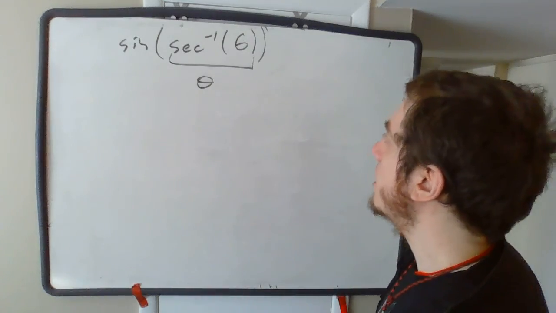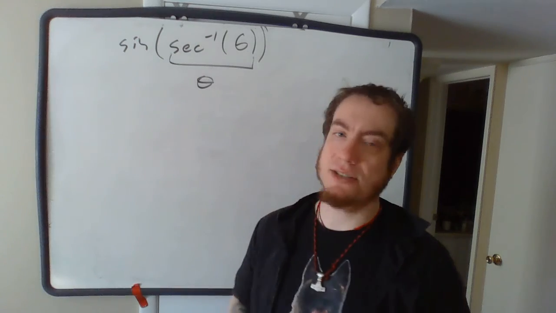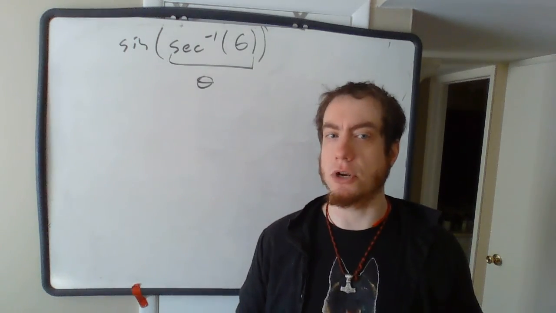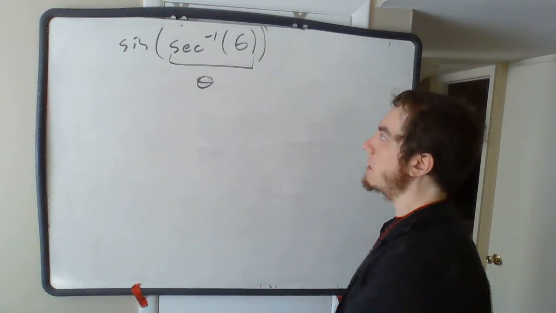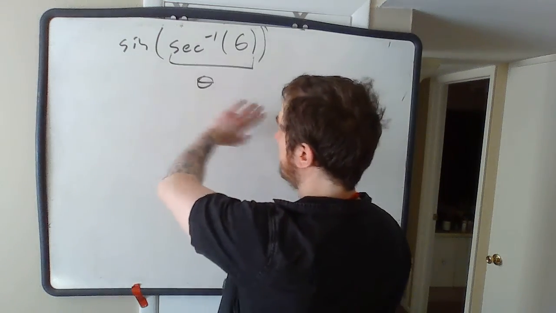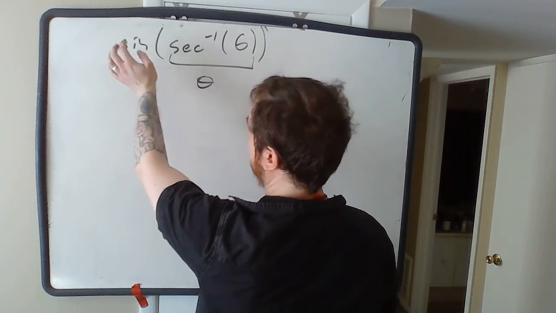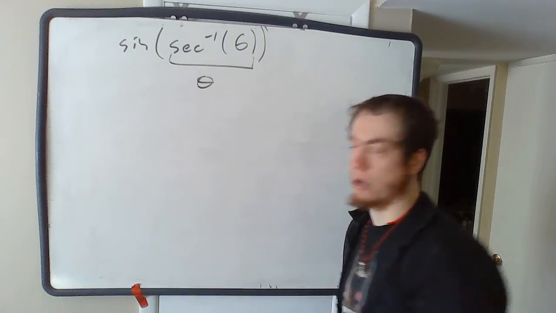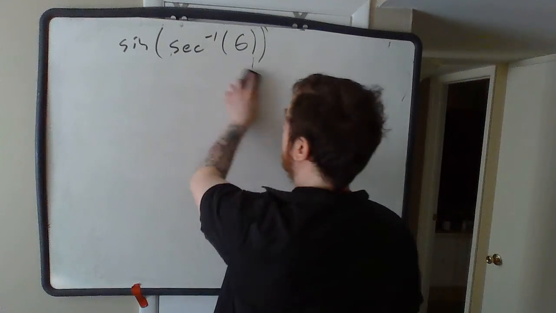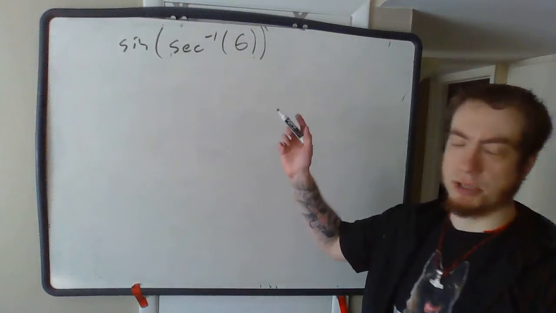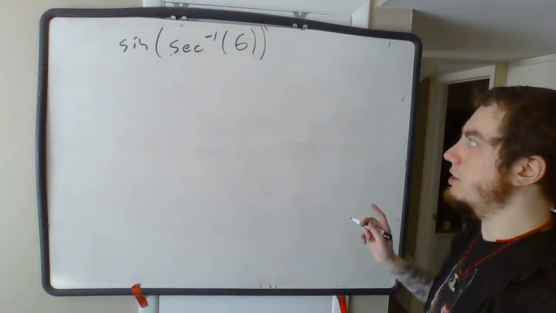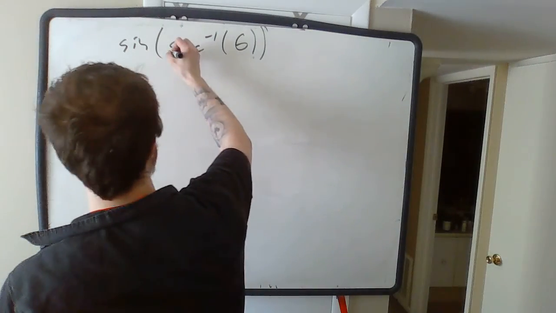So I want to illustrate what happens in cases where we use some of these other trig functions and we mix them around like this. So let's say that we want to do something like the sine of the inverse secant of 6. In fact, I probably shouldn't have added that theta already because that's what we're going to do. We're going to call this some angle theta.